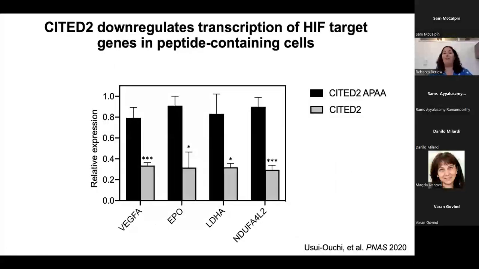And we can also see that the Cytid-2 peptide is able to downregulate transcription of known HIF target genes in our model. So it tells us not only that Cytid-2 is able to effectively rescue the model, but it's doing so by the mechanisms we expect. And we can see that our negative control, the APAA peptide, is not able to do so.